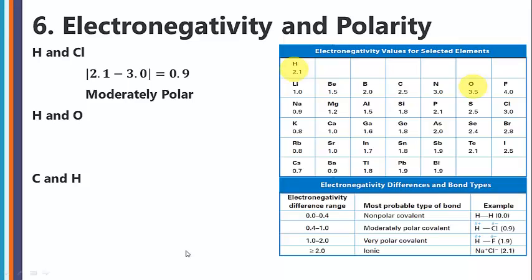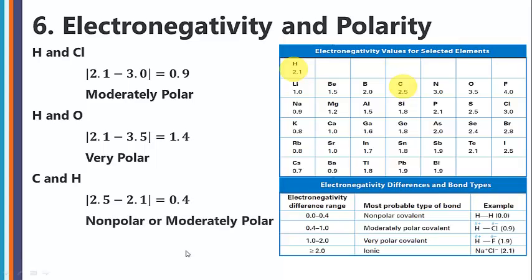Next we have H and O. So again, we get a large difference here. That's a difference of 1.4, which falls in the very polar covalent range. Hydrogen and carbon. The difference there is going to be 0.4, and that's right on the fence between moderately polar and nonpolar. So if this was in a molecule and it was all carbon to hydrogen bonds, I would look for symmetry to help me decide whether it was moderately polar, just a little bit polar, or completely nonpolar.